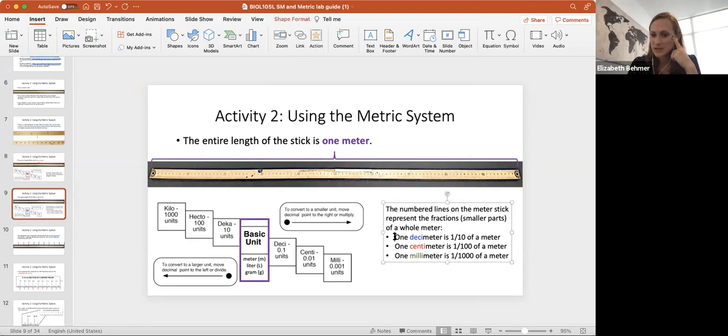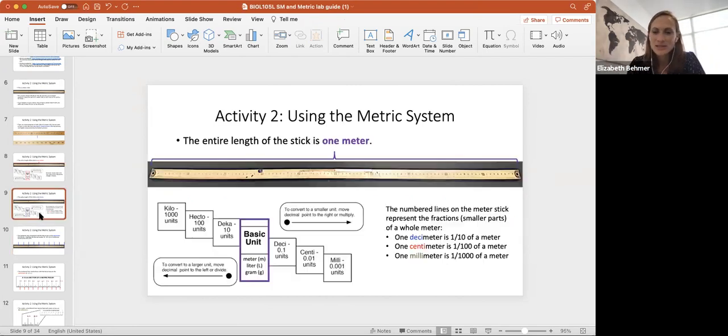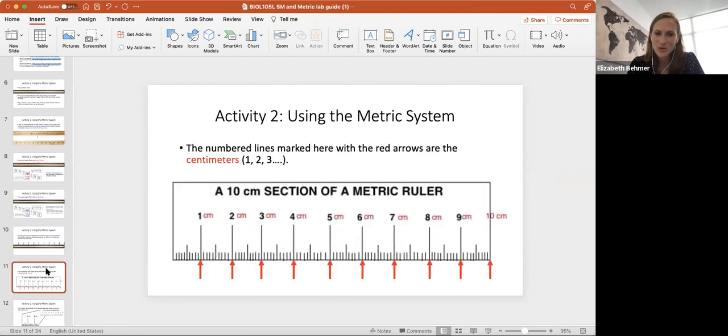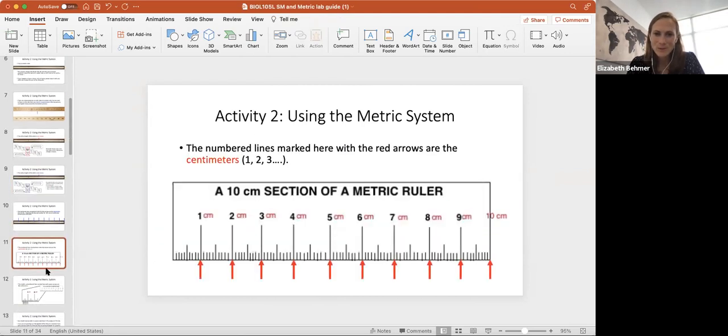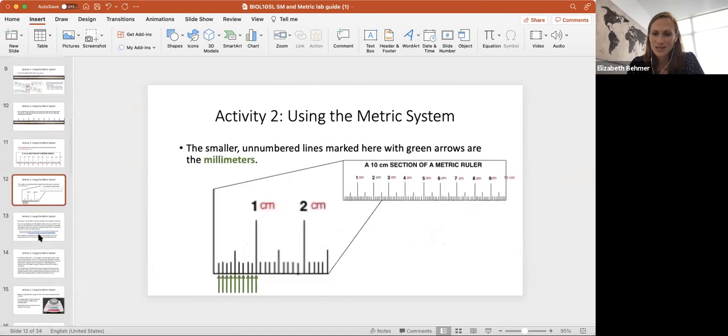This kind of tells you, but 1 decimeter is 1/10 of the meter. So what that means is that these are the decimeters. A meter is divided into 10 kind of equal parts, and that's a decimeter. A meter is divided into 100 equal parts called centimeters, and 1,000 equal parts called millimeters. And you can see those shown here. Those are the centimeters, and then here are the millimeters, the smallest markings.